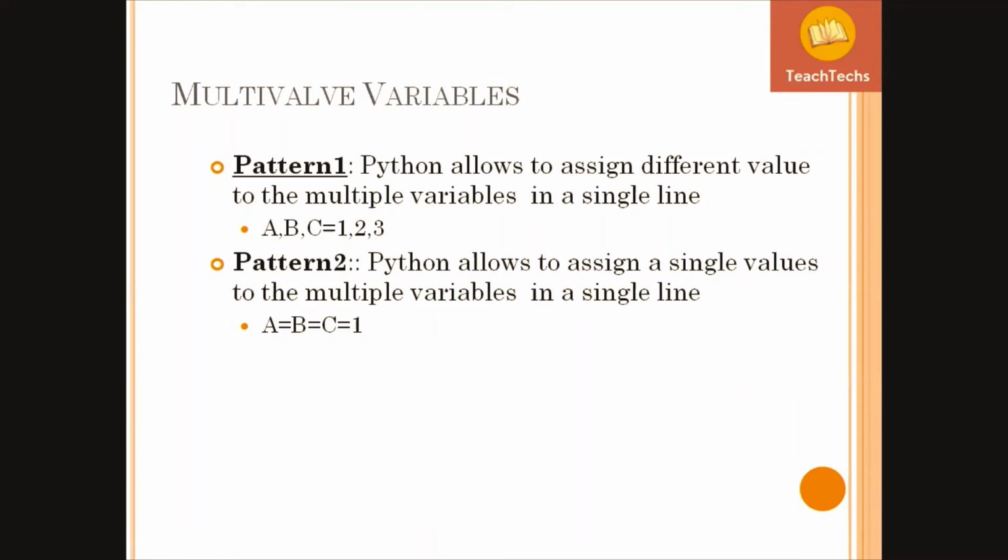Next, multi-value variables. What is the meaning of multi-value variables? Python supports assigning different values to different variables in a single line. This process of assigning different values to different variables in a single line, we call a multi-value variable. Python also supports another pattern, that is, you can assign a common value to all the variables in a single line using a single value with multiple assignment operators.